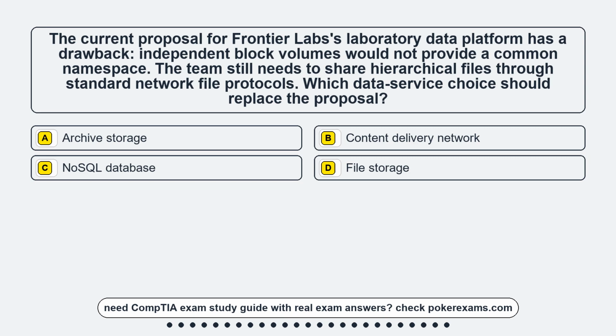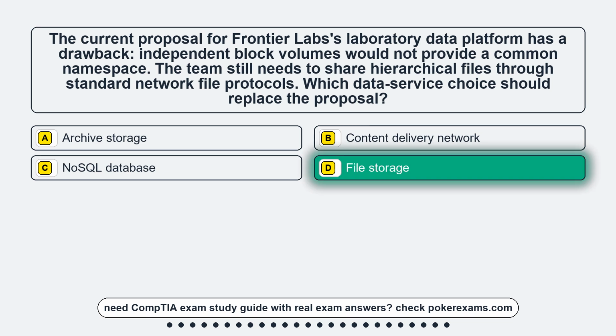Question 4. The current proposal for Frontier Labs' laboratory data platform has a drawback: independent block volumes would not provide a common namespace. The team still needs to share hierarchical files through standard network file protocols. Which data-service choice should replace the proposal? Option A, archive storage. Option B, content delivery network. Option C, NoSQL database. Option D, file storage. The correct answer is option D, file storage.